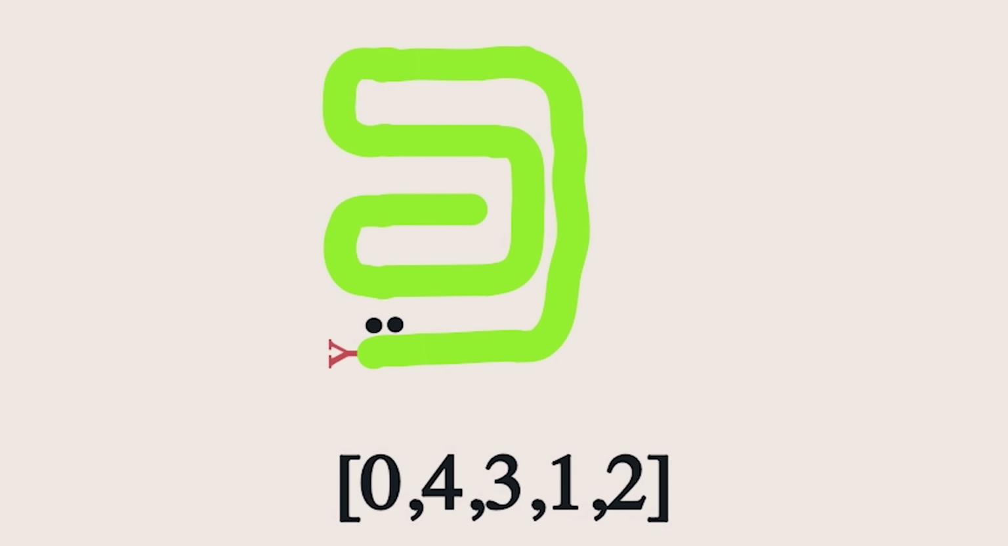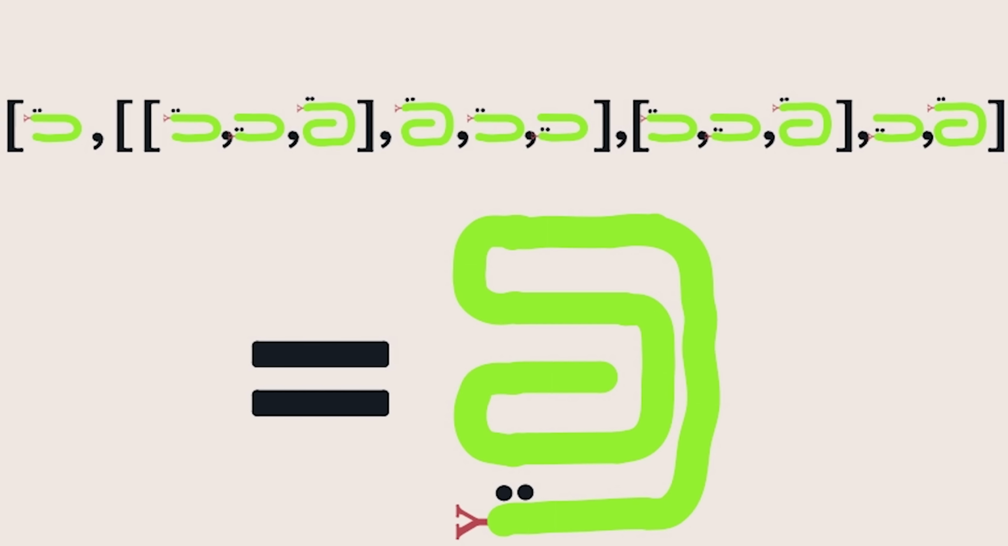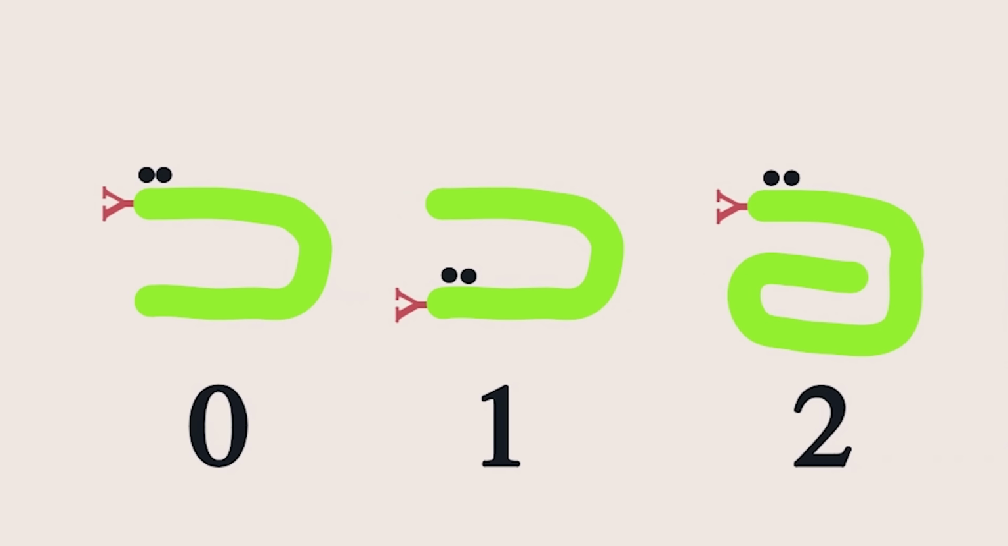Look at the 9 snake. This snake can be expressed as 0, 4, 3, 1, 2. But hang on, those are all numbers which can be expressed as snakes too. So really, the 9 snake can be written like this. Except, all these snakes can be written as more snakes too. And we can keep iterating this process until every single snake is represented by only the 0 snake, the 1 snake, and the 2 snake. It's like the world's weirdest and least efficient form of binary, or I suppose ternary.